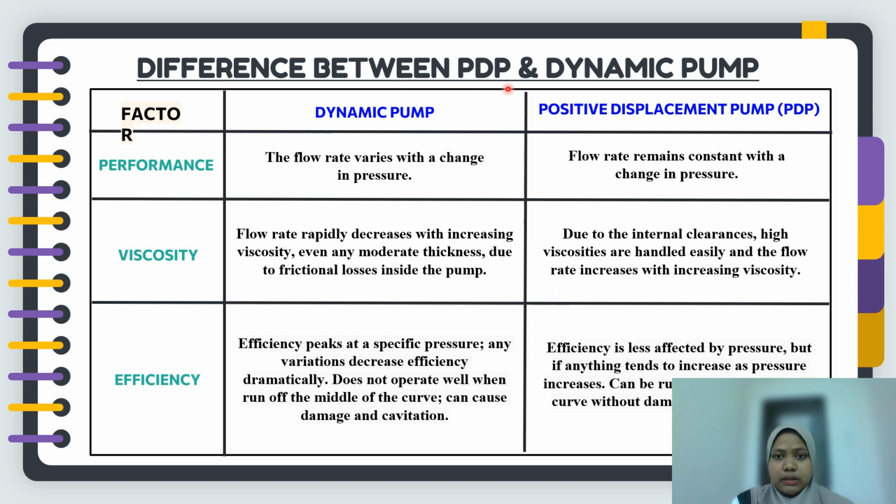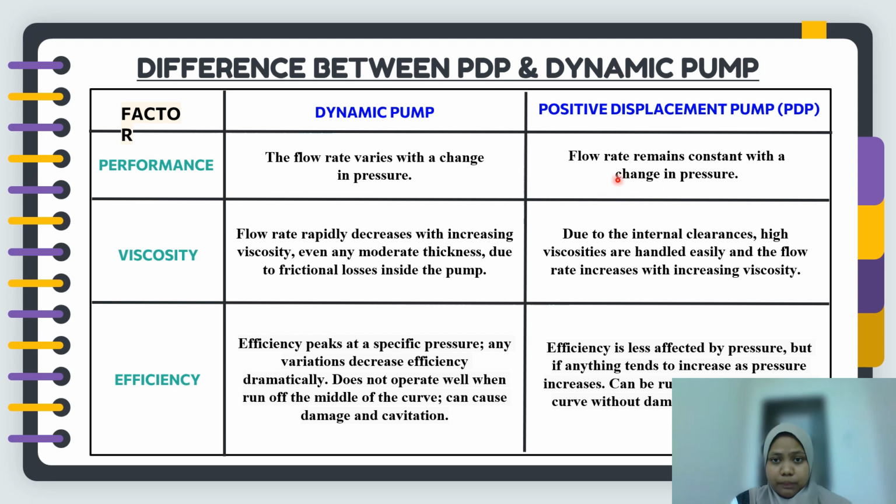The difference between PDP and dynamic pump. There are 3 factors, which are performance, viscosity, and efficiency. For dynamic pump, the flow rate varies with a change in pressure. The flow rate rapidly decreases with increasing viscosity, even at moderate thickness, due to frictional losses inside the pump. The efficiency peaks at a specific pressure. Any variations decrease efficiency dramatically. It does not operate well when run off the middle of the curve, and it can cause damage and cavitation.